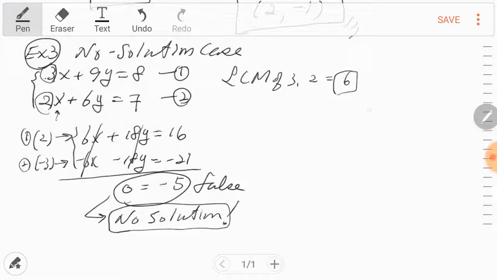Because the two lines are parallel in different locations. Since they are parallel, the slopes of the equations are the same. So whenever we have a resulting equation that is not true, that is false, then the conclusion is there is no solution.